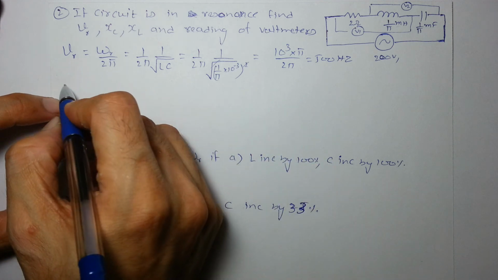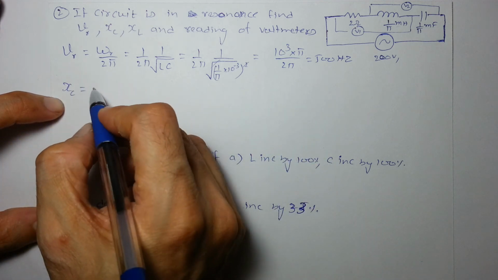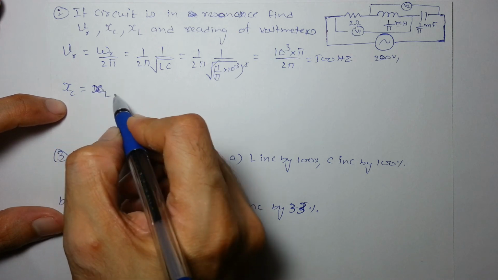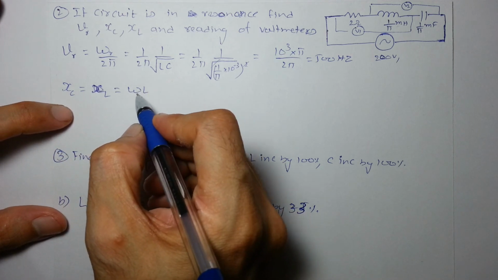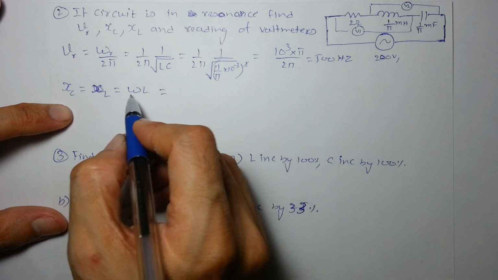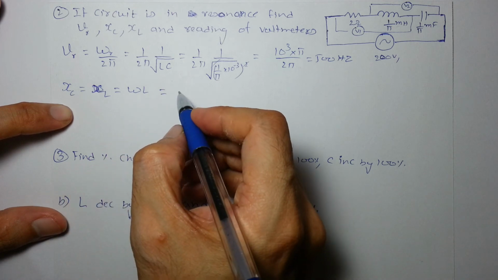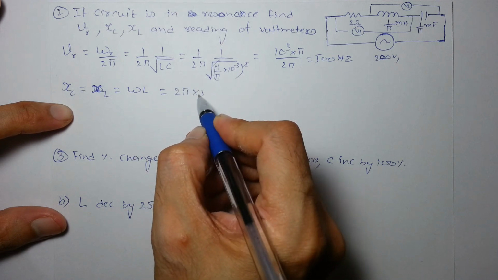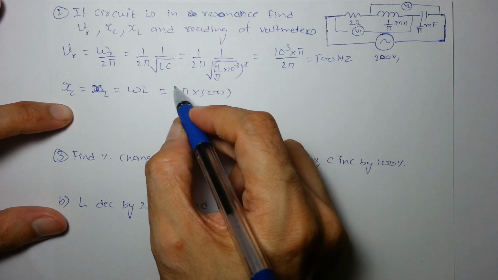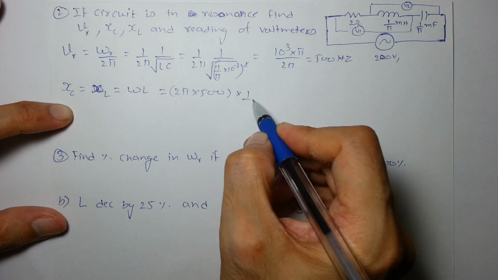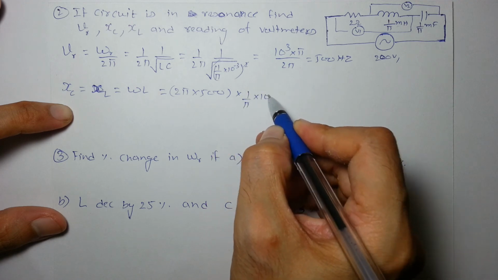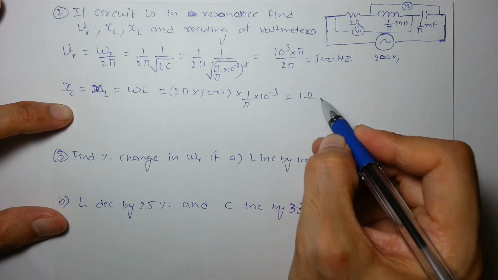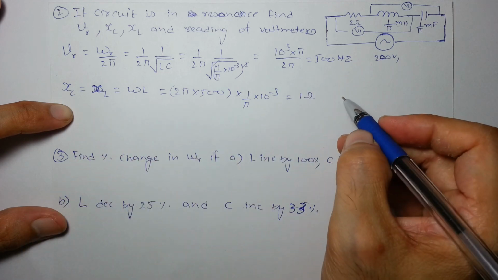What about XL and XC? XC is equal to XL, which is omega L. It is easy to calculate, that's why we are solving this. Omega is how much? 2 pi into frequency, which is 500, and L is 1 by pi millihenry, 10 to the power minus 3. So we are left with 1 ohm. XC, XL are both 1 ohm.